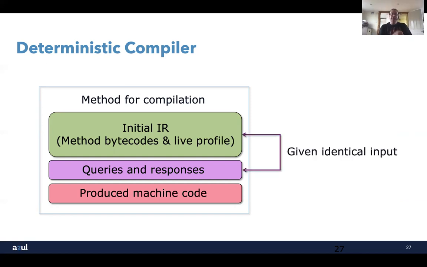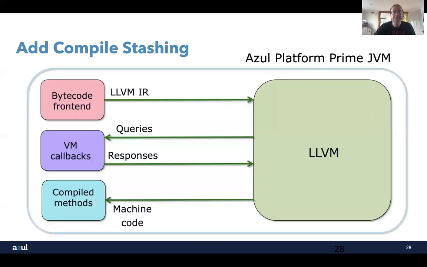If we take identical input, meaning that we haven't changed the method itself, so the bytecodes are the same, and we've still got the same profiling data from our profile, that will generate the same set of queries and responses. And we know, because we're fully deterministic, that the output from LLVM will be identical. So there's no chance of it changing. We can use that fact to improve the efficiency of how things work.